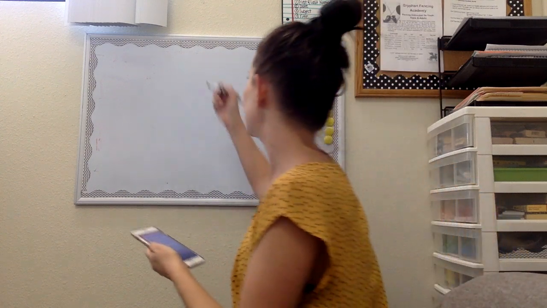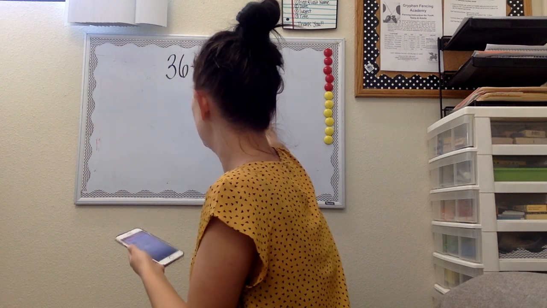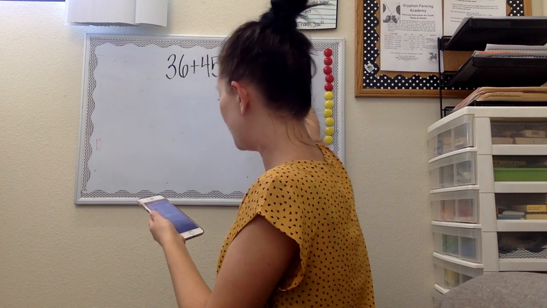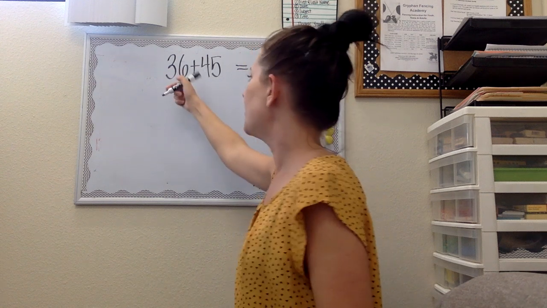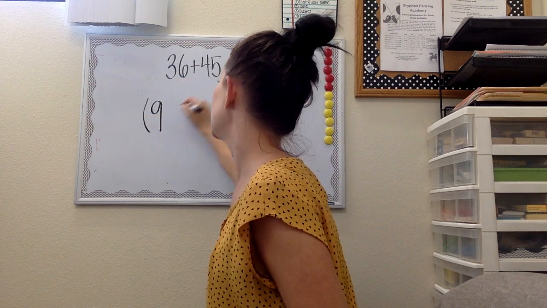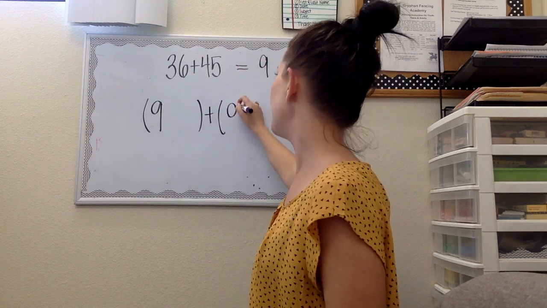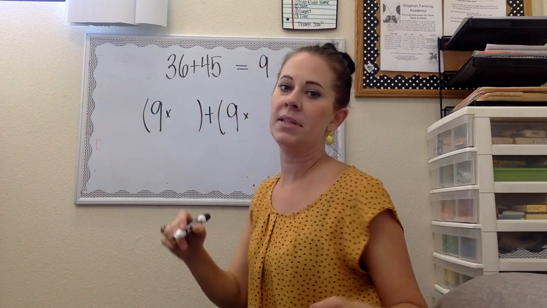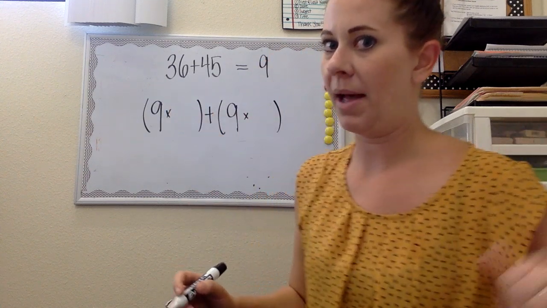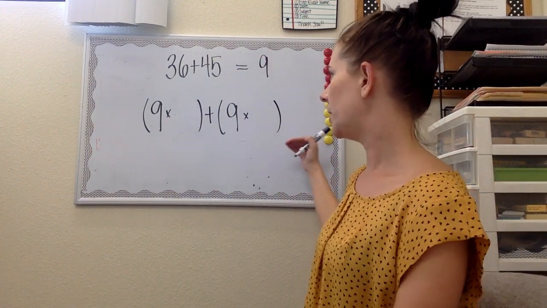So this is what it is. If I had 36 plus 45, I first find the greatest common factor, which is 9. So instead of writing 36, I'm going to write 9 times a number. I'm going to keep my plus sign. And instead of writing 45, I'm going to put 9 times a number. Now we're going to use the little x's, but please remember we're not going to use them in later math. This is just for the sake of what I'm showing you.